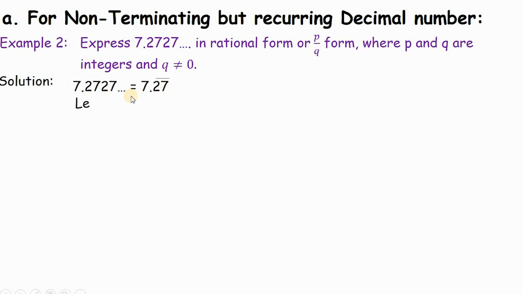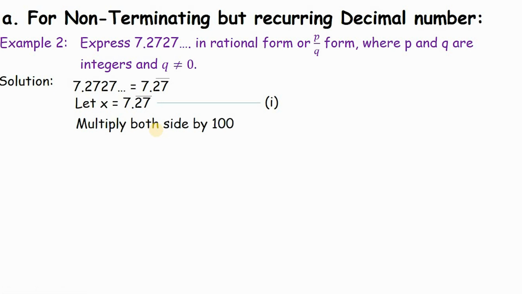Now this bar represents 27 is repeating. So first step is we'll let x equal to 7.27 bar and we'll name this equation 1. So here since 2 digits are repeating, we'll multiply both sides by 100. And when you multiply it, you get 100x equal to 727.27 bar. And we'll name this equation 2. So now in equation 1 and equation 2, you will notice that the digits after the decimal points are exactly same. Therefore, we'll subtract equation 1 from equation 2.